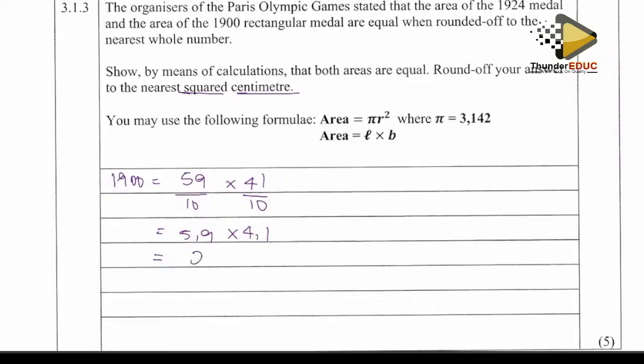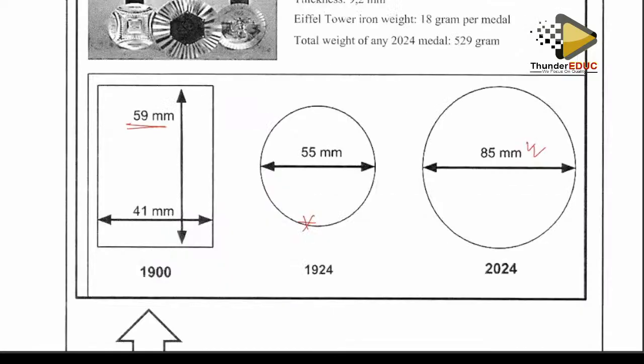Which becomes what? 24,19. These are centimeters squared. Are we there? So we come back and we look at this. This now. This is the diameter. One side to another side through this circle. So we need the radius of this.